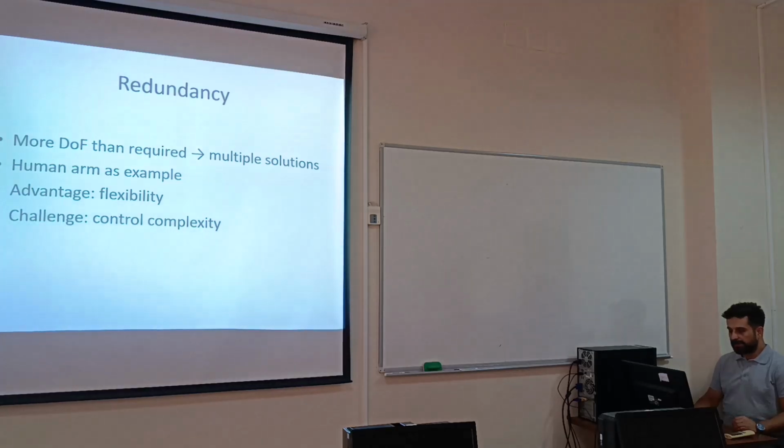Another concept to highlight is redundancy. If a manipulator has more degrees of freedom than required for a task, it's called redundant. The human arm is an excellent example. We can reach the same point with many different joint configurations. Redundancy provides flexibility and adaptability, but it also increases the complexity of the control problem.